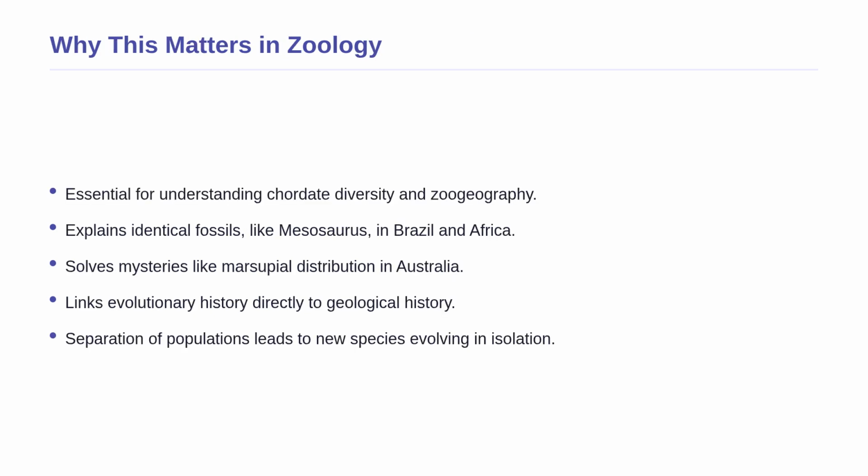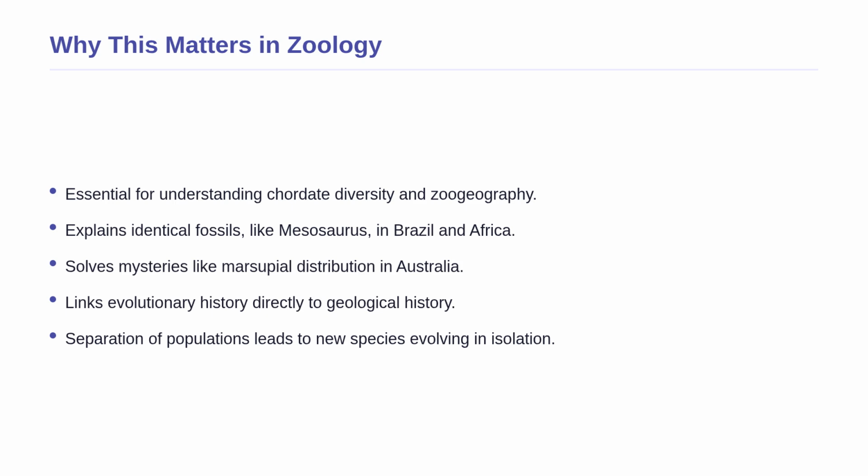So, why is a geological theory so important for us as zoologists? Understanding continental drift is absolutely essential for studying the diversity of chordates and zoogeography. It perfectly explains why we find fossils of the exact same ancient freshwater reptile, like the Mesosaurus, in both Brazil and South Africa today. Without this theory, the unique distribution of living animals, such as why marsupials are predominantly found in Australia, would be a complete unsolvable mystery.